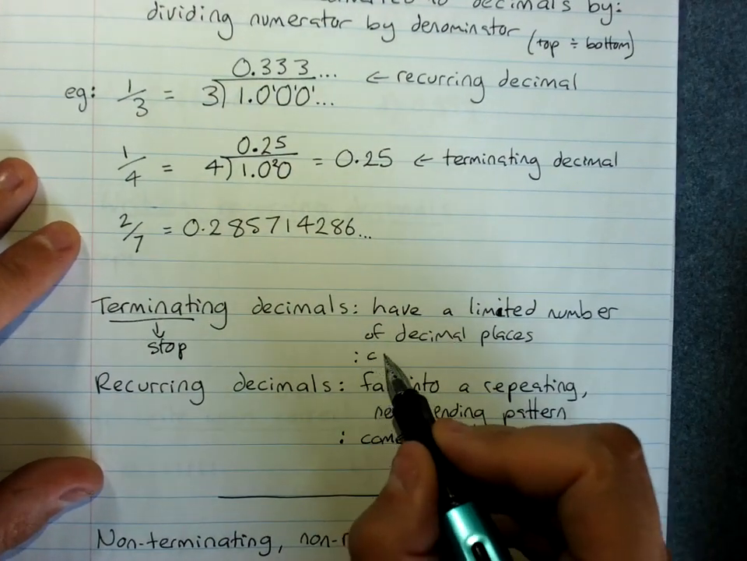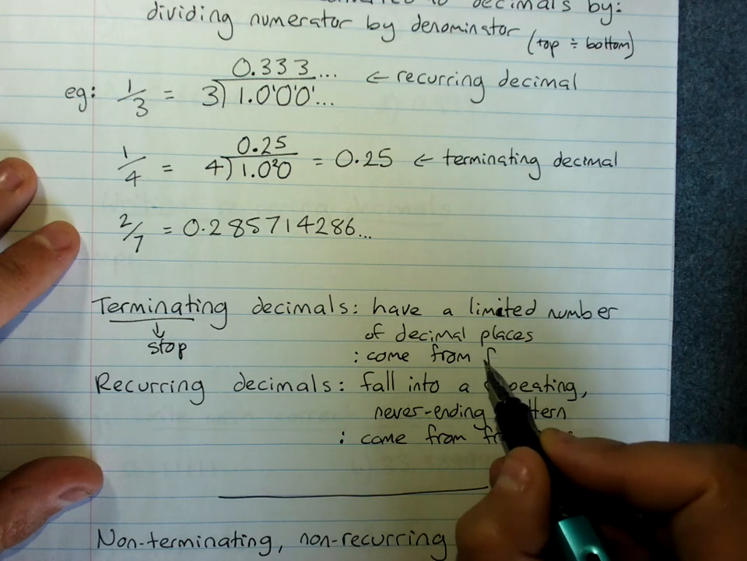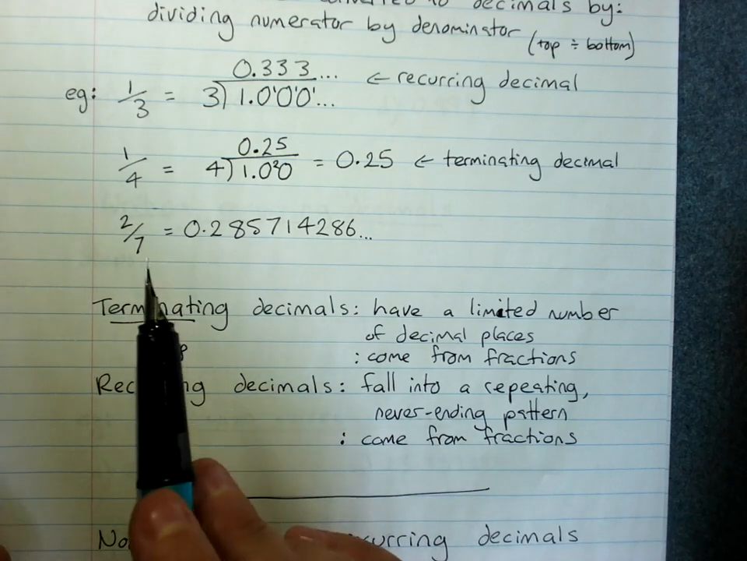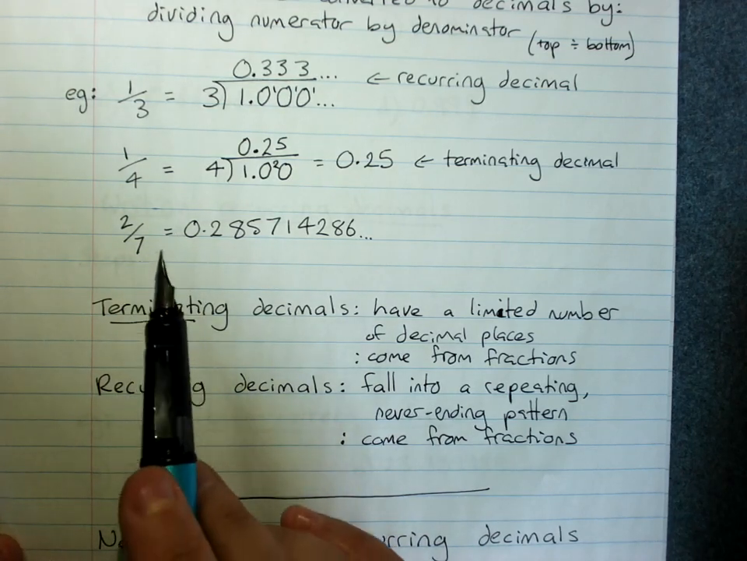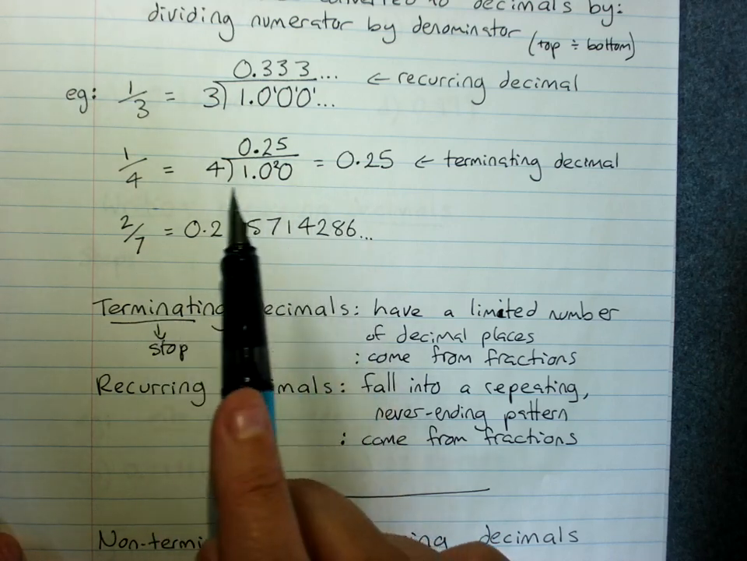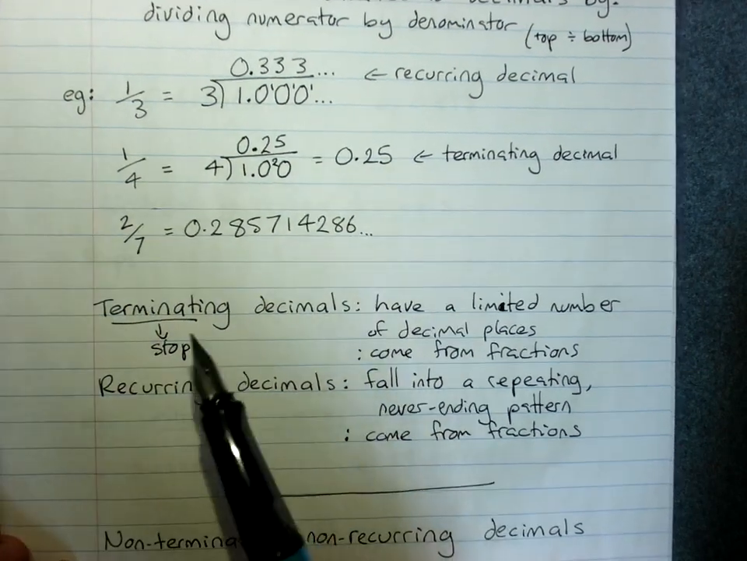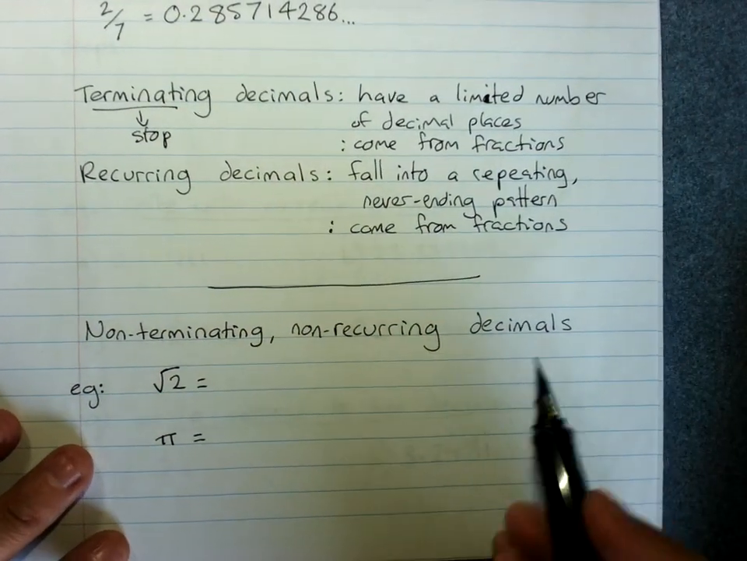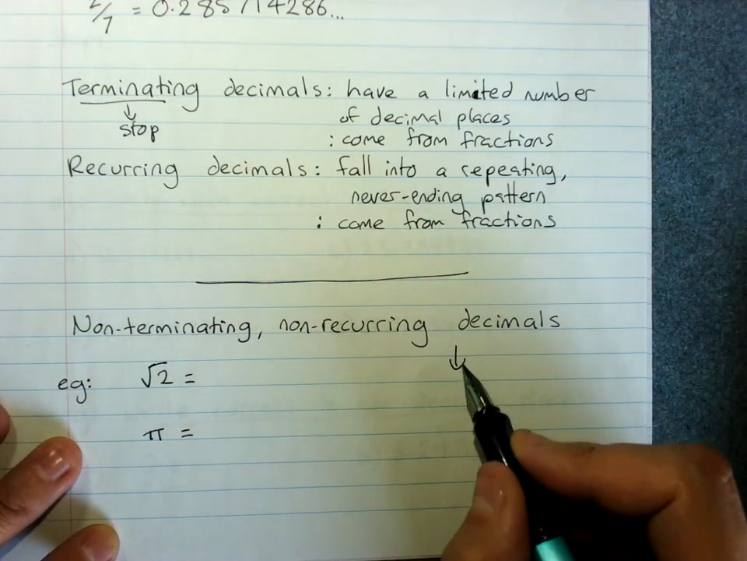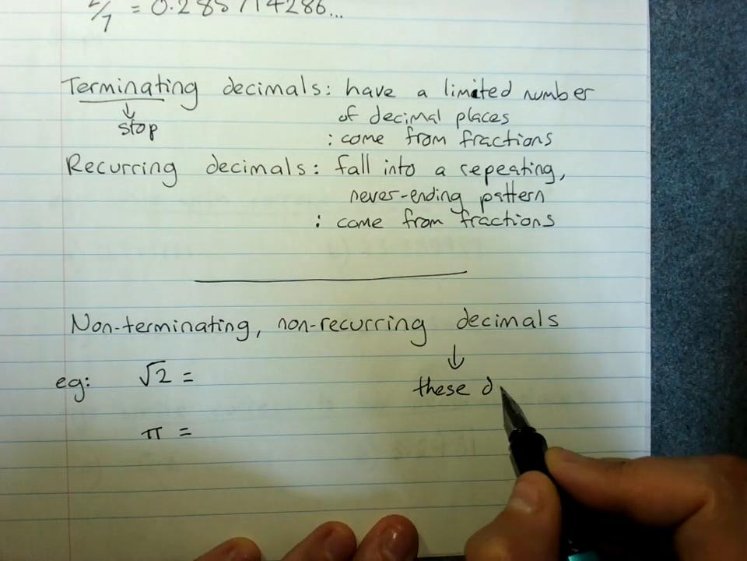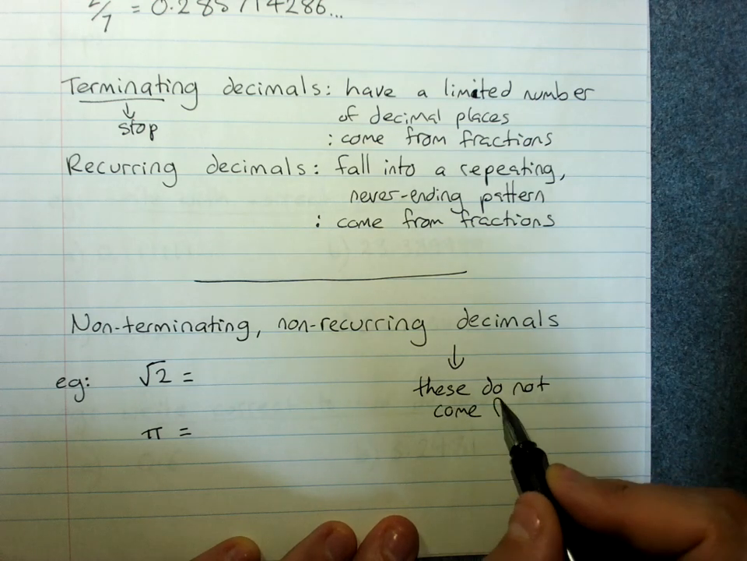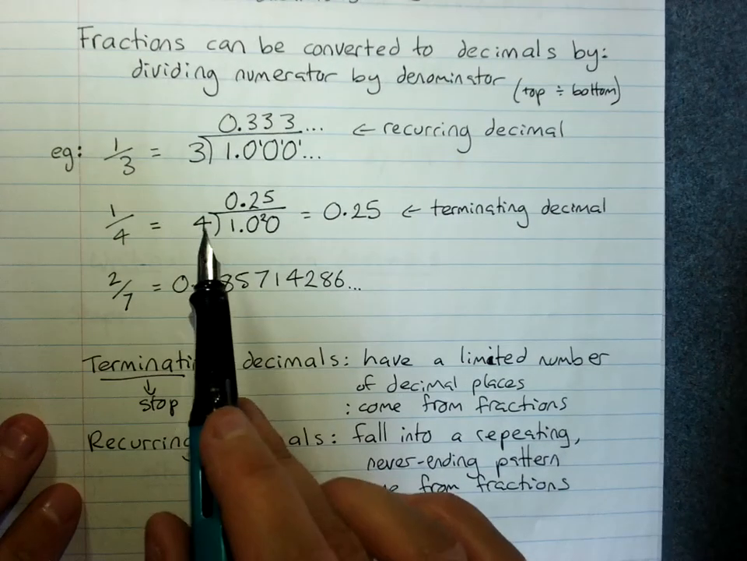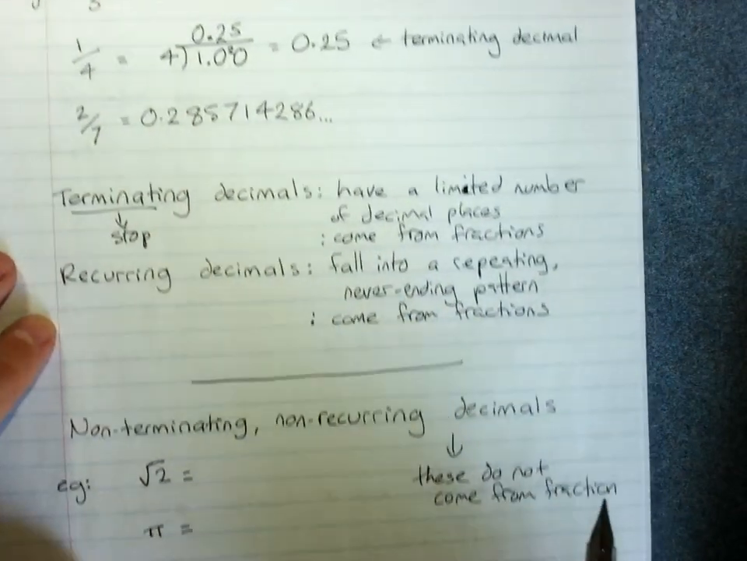One trick is that recurring decimals come from fractions, as do terminating decimals. These come from fractions too. And any fraction is going to divide out either to a terminating decimal or a recurring decimal, they're never going to divide out ever to what we call a non-terminating, non-recurring decimal. These do not come from fractions. No fraction will ever make one of these. It's either going to stop or make a pattern.